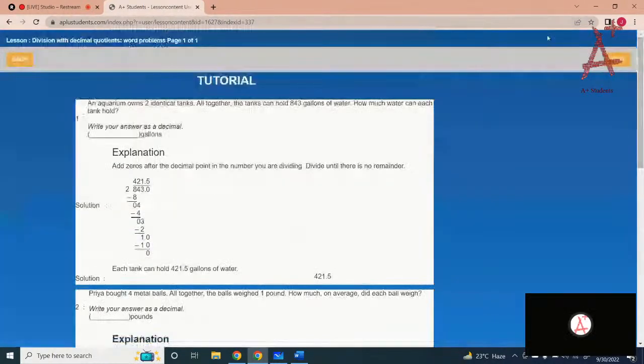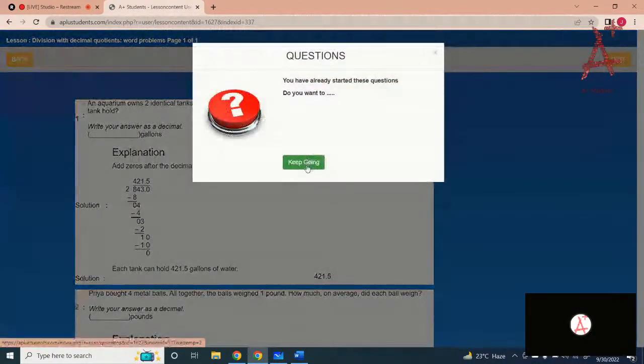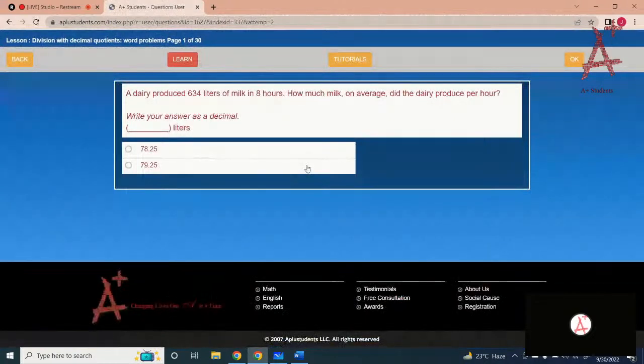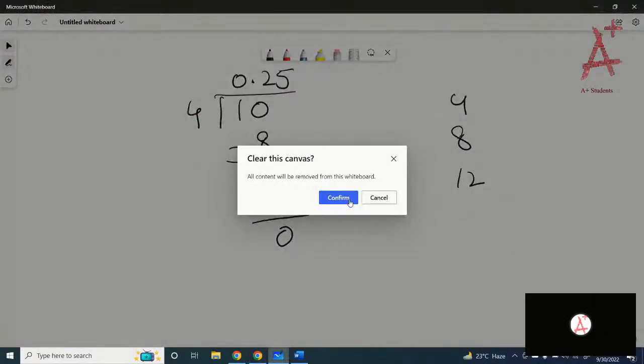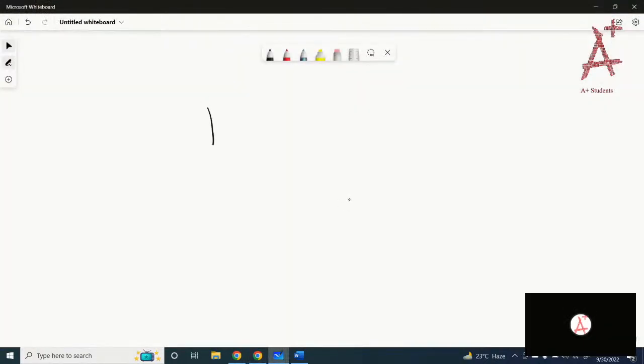Okay, let's just click on the test button and start doing the practice questions. Okay, the first question is: a dairy produced 634 liters of milk in 8 hours. How much milk on average did the dairy produce per hour? So what you have to do, you have to divide 634 by 8. Got it? Let's just divide 634 by 8.